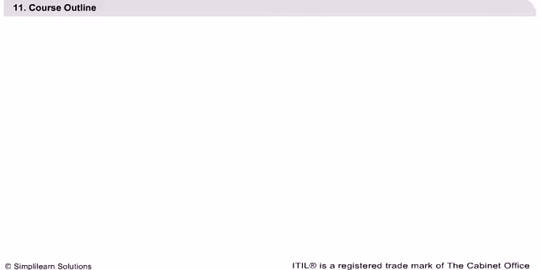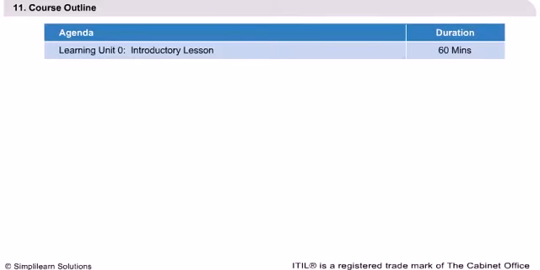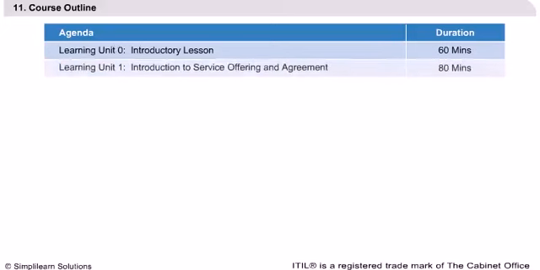Let me give you an overview of all the learning units of this tutorial. In all, we have 11 learning units, including the introductory lesson, which we will be completing in a few minutes. Let's look at the other learning units now. Learning Unit 1. This unit provides an introduction to the core concepts and terminology of the service lifecycle stages that are related to SOA. These include select processes of service strategy and service design.